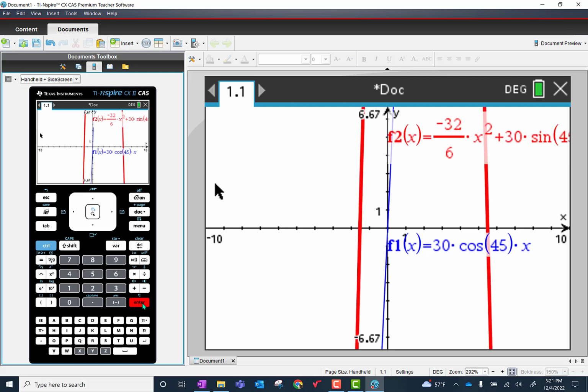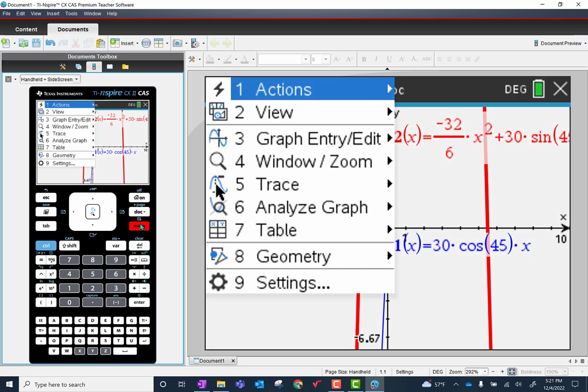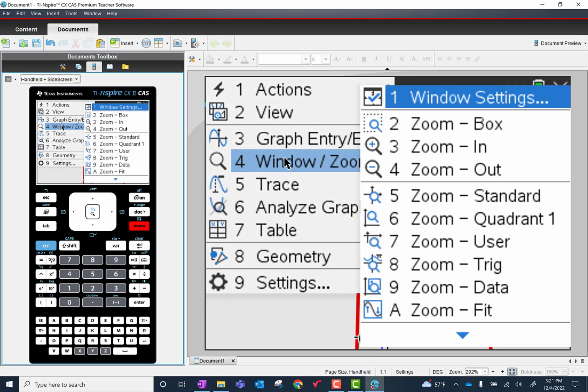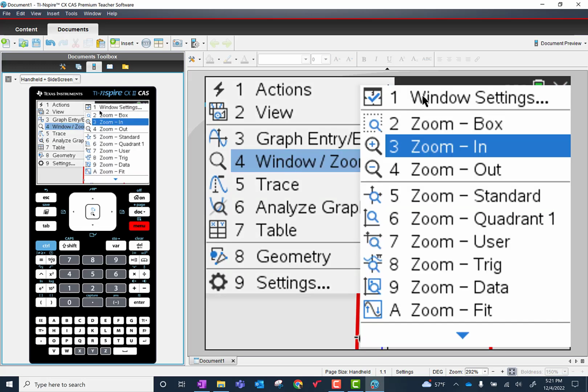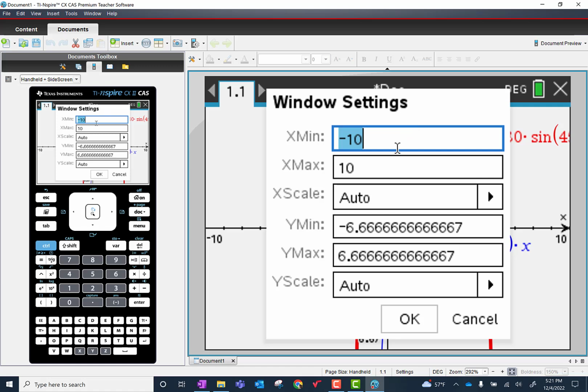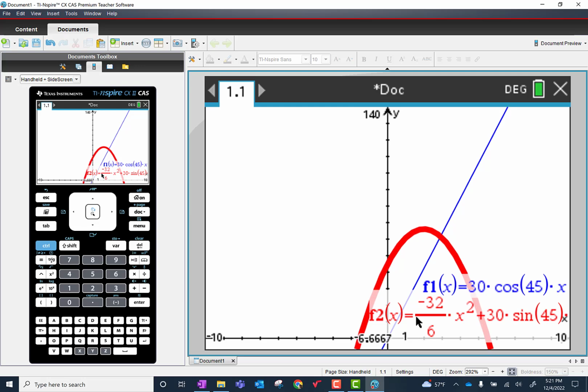Okay, great. I can't quite see the top of it, so I'm going to go in and change my window. So menu, window. I like to adjust it myself. I think I want to change my Y max to, I don't know, 140. Let's just change to 140 and see. Okay, I can see pretty good. I can see what's going on. All right, great. So we have this all put in.